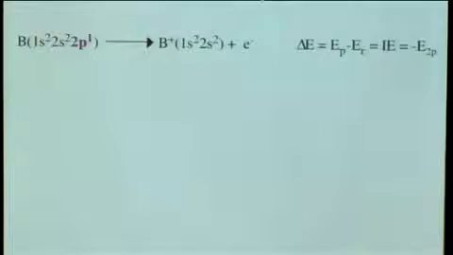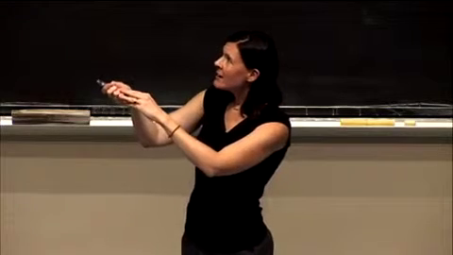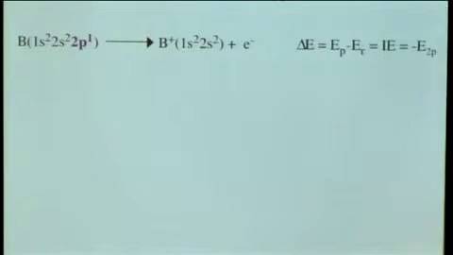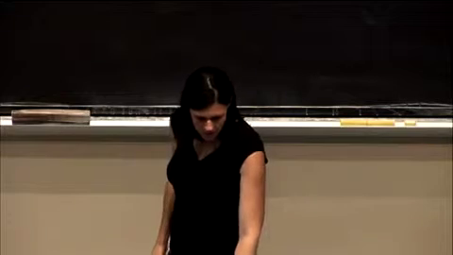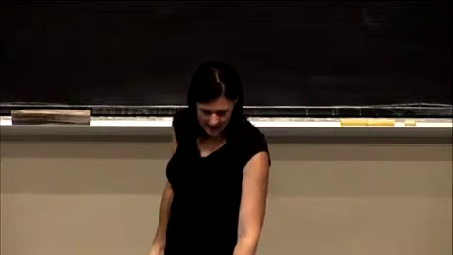So what we'll end up with is B+ 1s2, 2s2. And what we say is the delta energy, or the change in energy, is the same thing as saying the energy of the products minus the energy of our reactant here. And we just call that the ionization energy. That's how much energy we have to put into the system to eject an electron. And again, this is just the negative of the binding energy when we're talking about the 2p orbital. So this is first ionization energy.